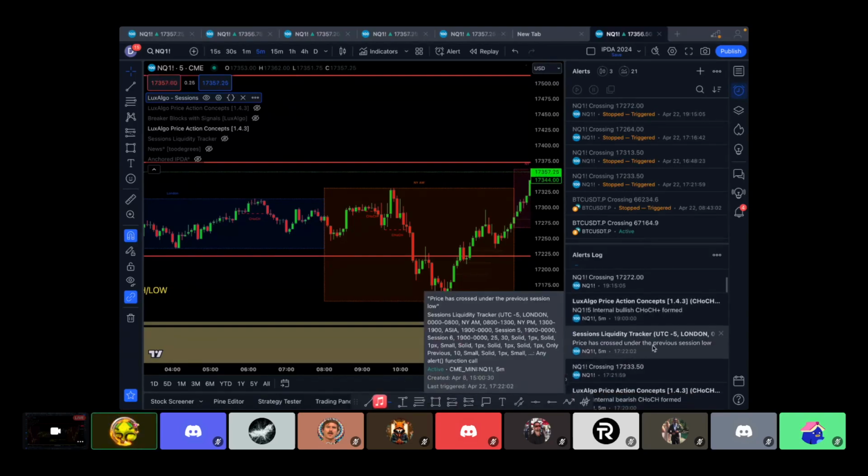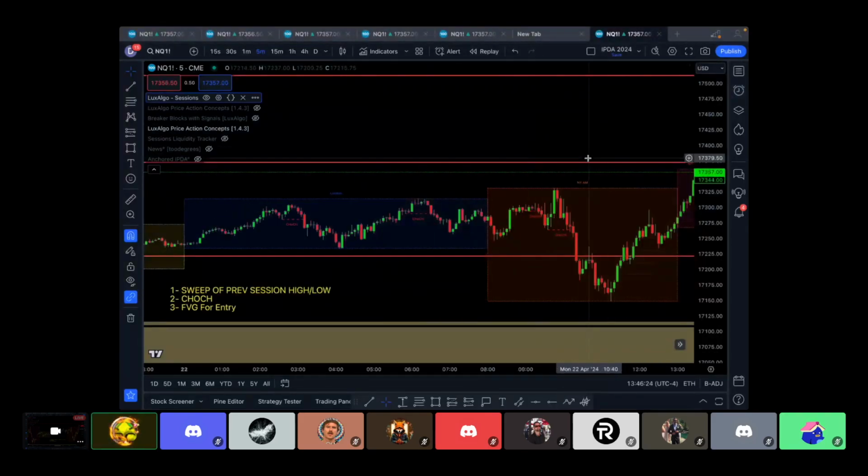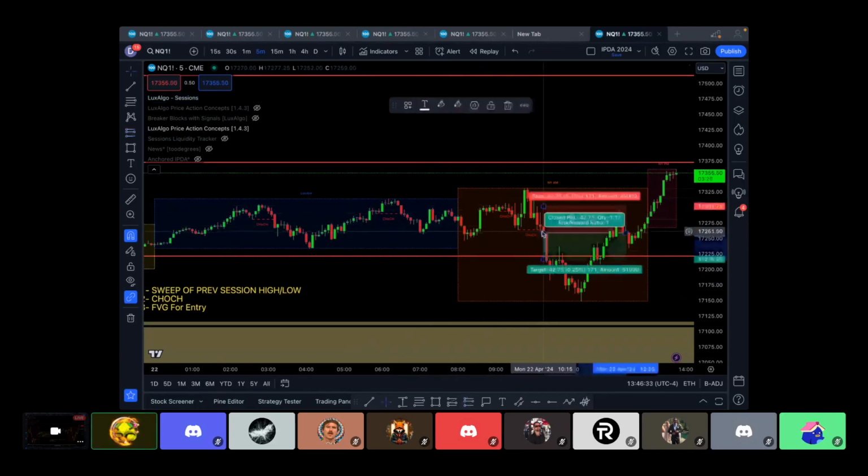Previous session, high and low have been swept. It does it all for you. Okay? Internal bearish CHoCH. I do nothing on the chart. It printed this chart out for me. It gave me the previous session swept, the high. I immediately enter.